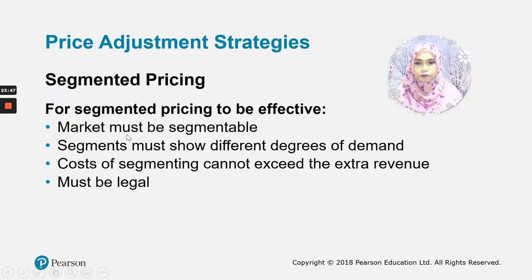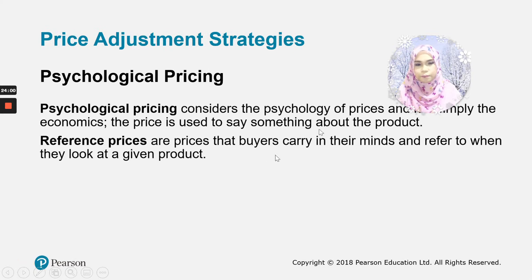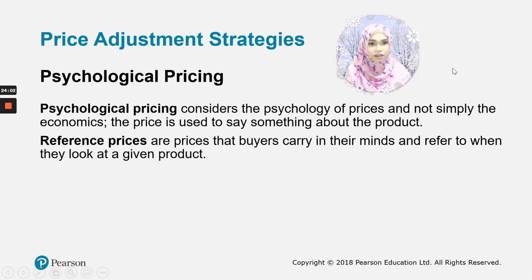To be effective, you must make sure that the market is segmentable, right? And the segments must show different degrees of demand. The cost of segmenting cannot exceed the extra revenue, and also it must be legal to do that. You cannot say, I want to segment this market because she's my best friend, so I sell it cheaper. That is not fair, right? Psychological pricing, I told you, is when you play with the psychology.